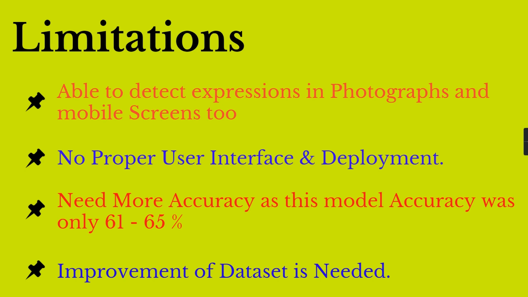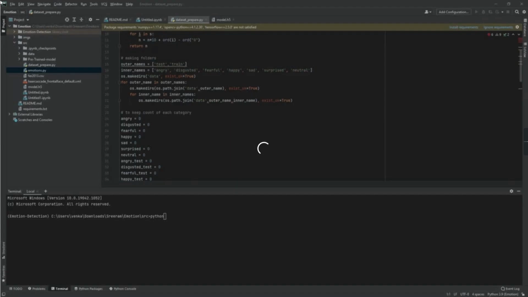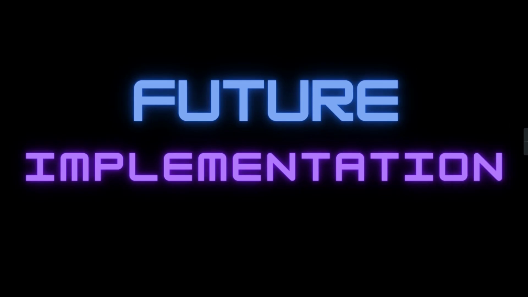We need to improve and increase that accuracy, and the dataset also needs improvement, as the dataset contains only a few data, about 27 images. That was not enough to increase the model accuracy. For those limitations, this picture depicts the future implementation, also done in order to deploy.